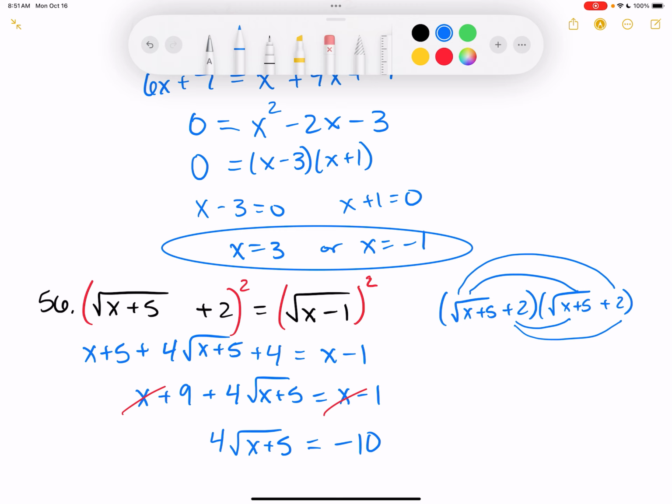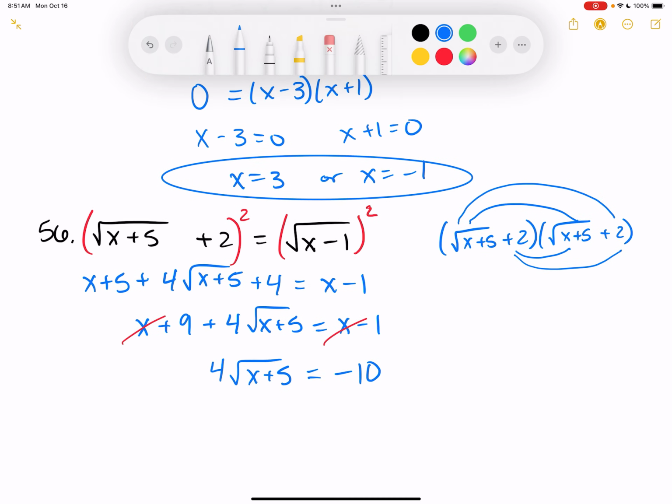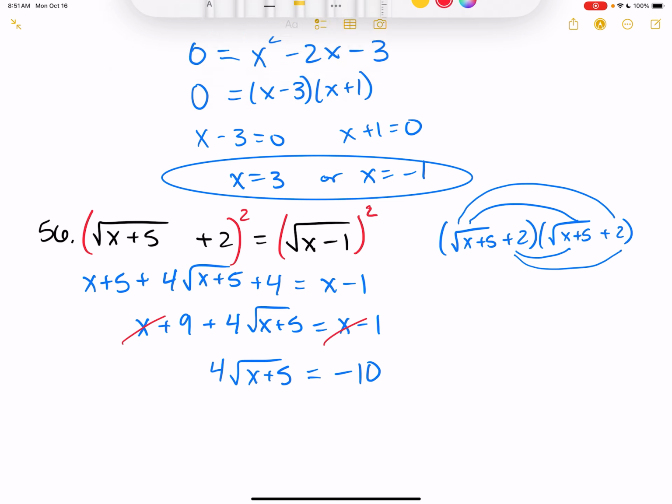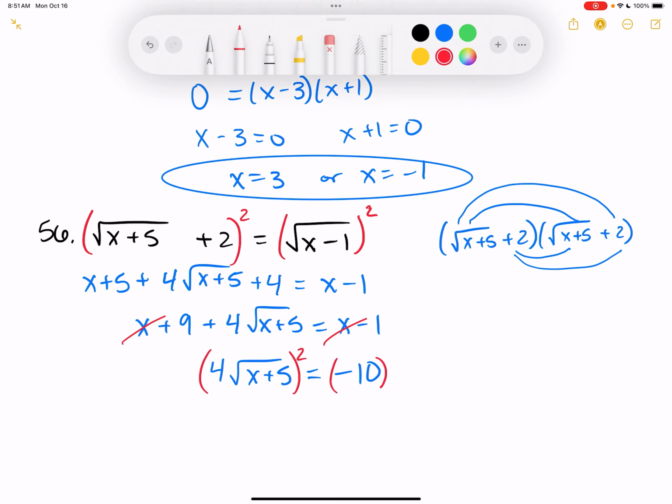If you wanted to, you could go ahead and divide by 4. I'm going to leave it, it really doesn't matter. But now we have to do this process again, because I still have a square root. So I've got to square both sides again. Over here, 4 squared is 16. The square root squared just becomes what's inside. So 16 times x plus 5 equals negative 10 squared, which is positive 100.